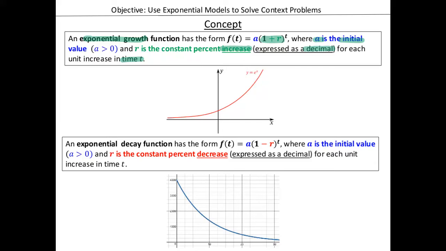And then the growth, if we go from left to right, it should be going uphill. Exponential growth, it's increasing, okay?